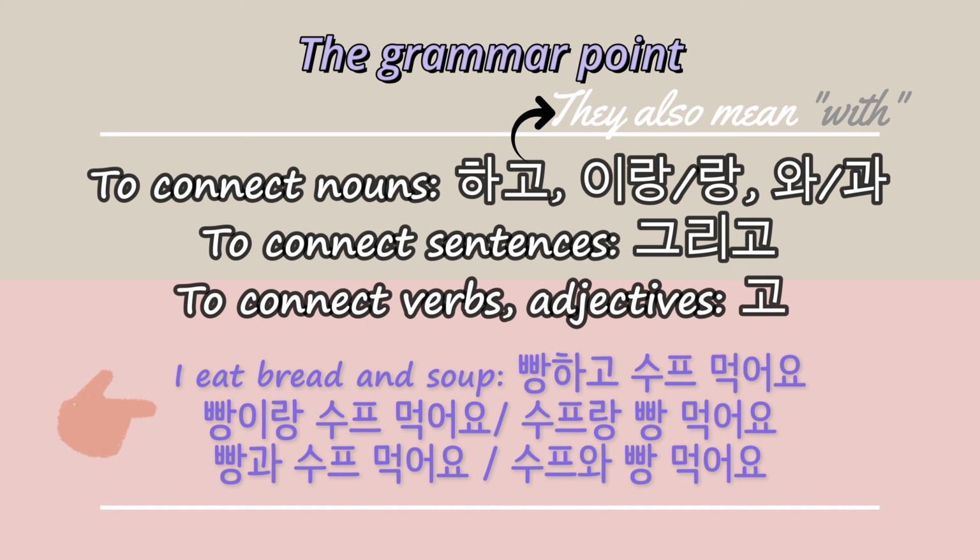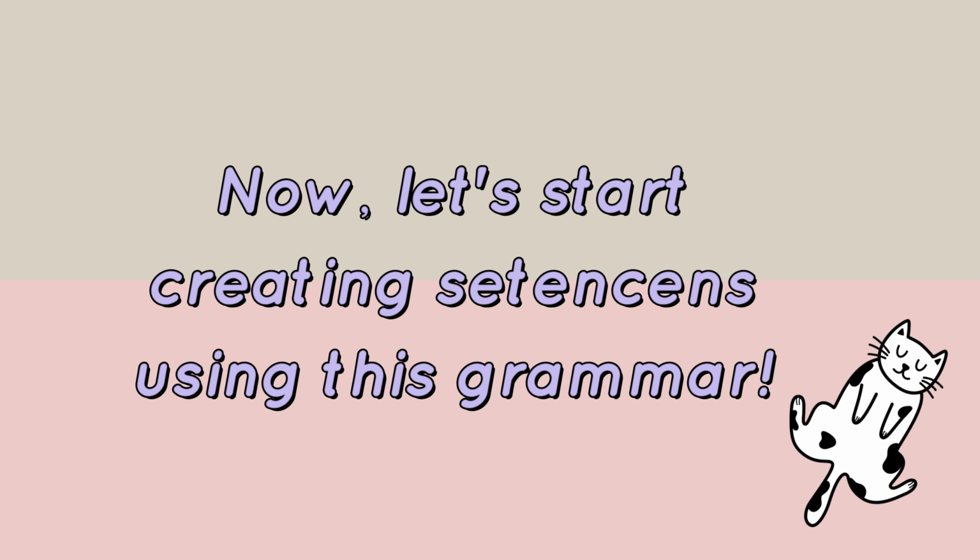Here's an example. To say I eat bread and soup, we are connecting two nouns, bread and soup, right? In this case, we have three options. 빵하고 수프 먹어요. 빵이랑 수프 먹어요. 수프랑 빵 먹어요. 빵과 수프 먹어요. 수프와 빵 먹어요. Each phrase is correct. Now, let's start creating sentences using this grammar.